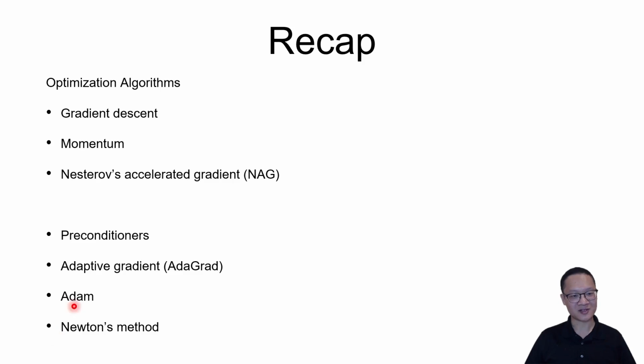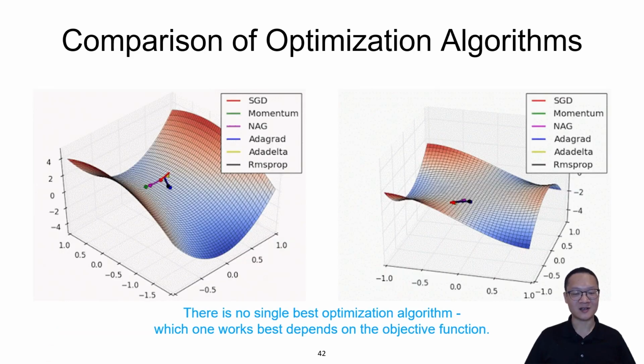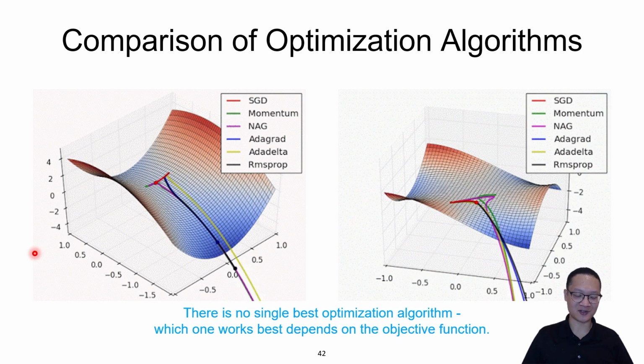So that was a lot of different variations, and we also noted that, depending on the objective function, which algorithm is the best? Well, there's actually no best algorithm. It all depends on the objective function. A lot of times, the optimizing algorithm is kind of like a hyperparameter that we have to choose.